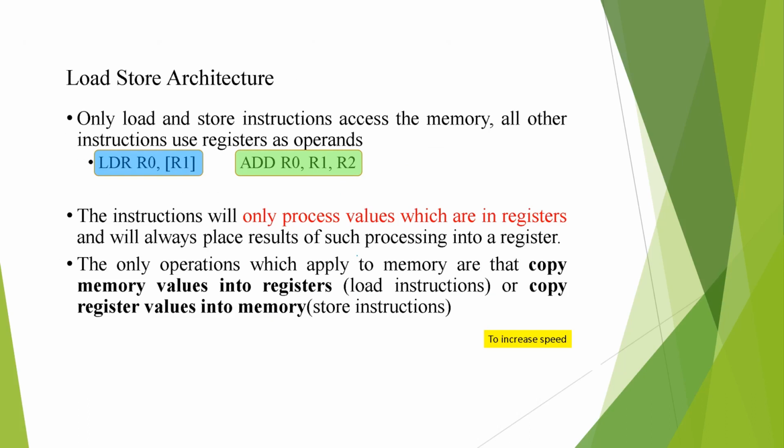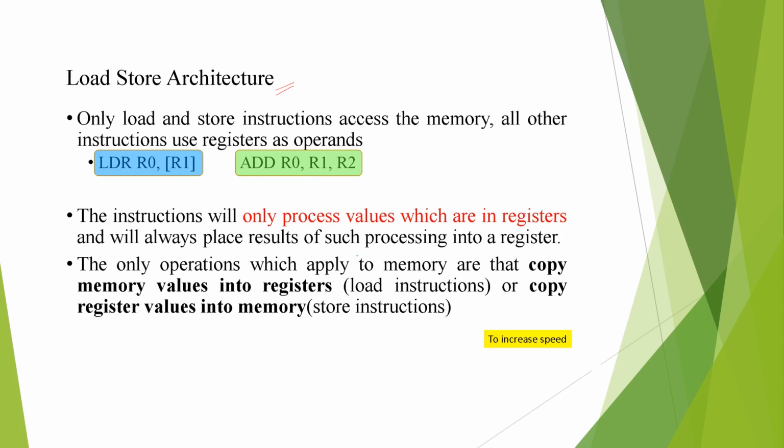Now, as I told in the earlier video, the ARM processor has the facility of load and store architecture. That means only load and store instructions can access the memory. All other instructions use registers as operands. For example, here you can see the load instruction, which gets data from the memory address. So this square bracket represents the value stored in the memory.